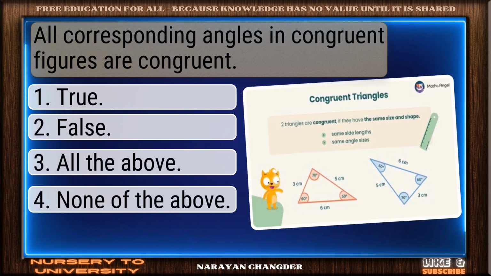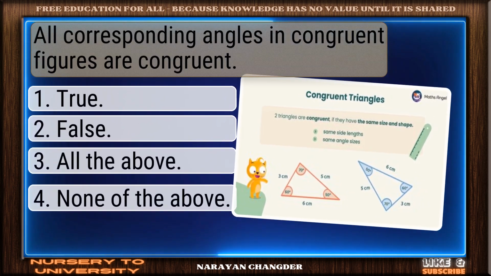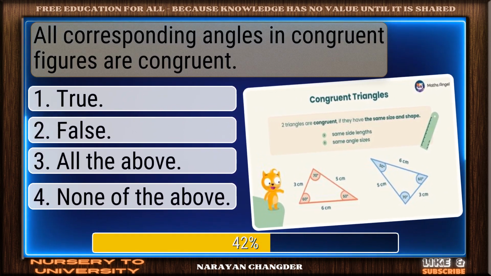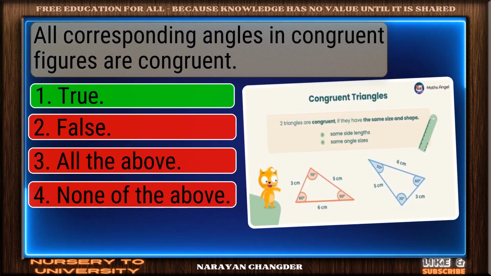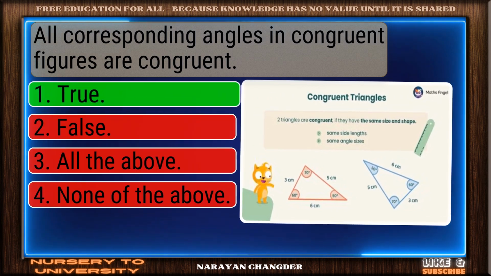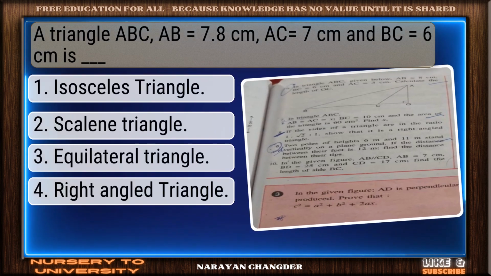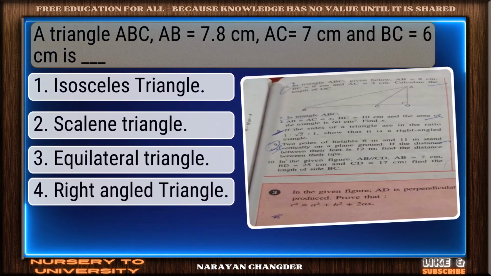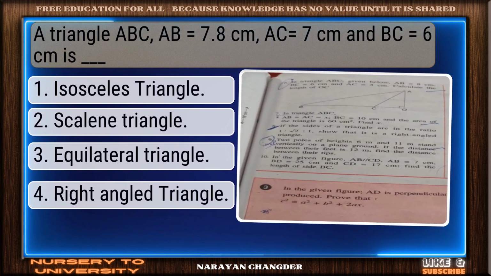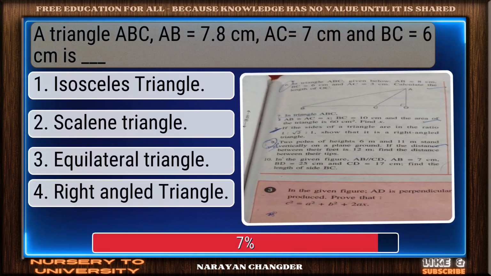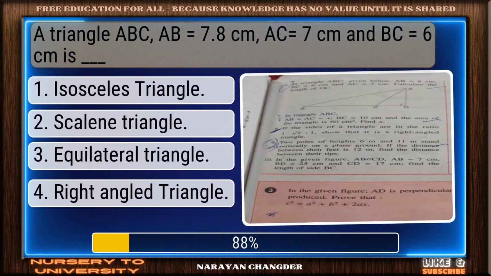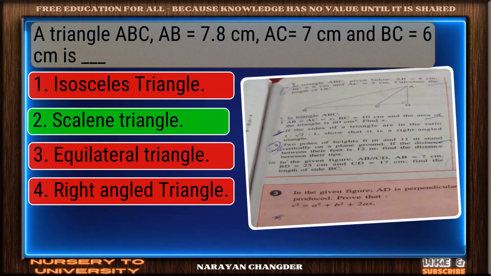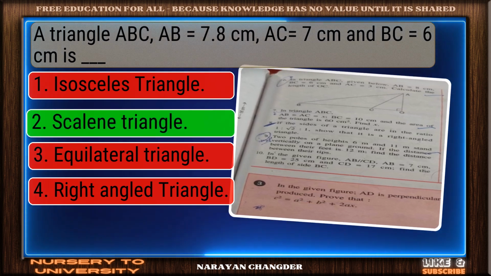Question number 33. All corresponding angles in congruent figures are congruent. Well picked. True is the correct answer. Question number 34. A triangle ABC, AB equal to 7.8 cm, AC equal to 7 cm, and BC equal to 6 cm is dash. Great job. Scalene triangle is the accurate answer.